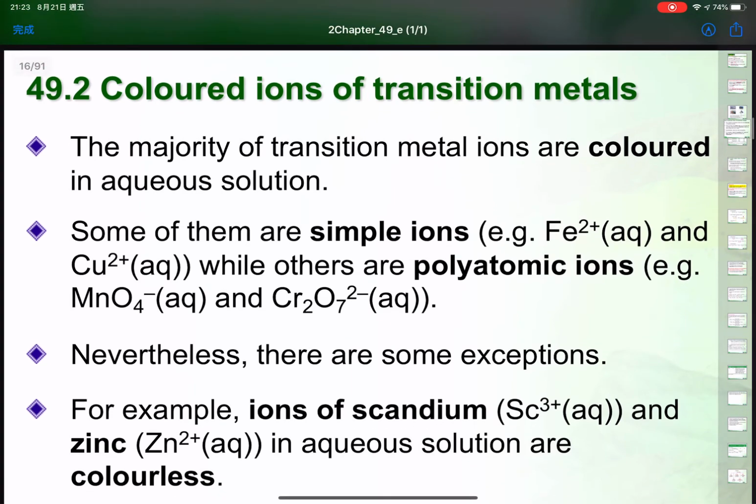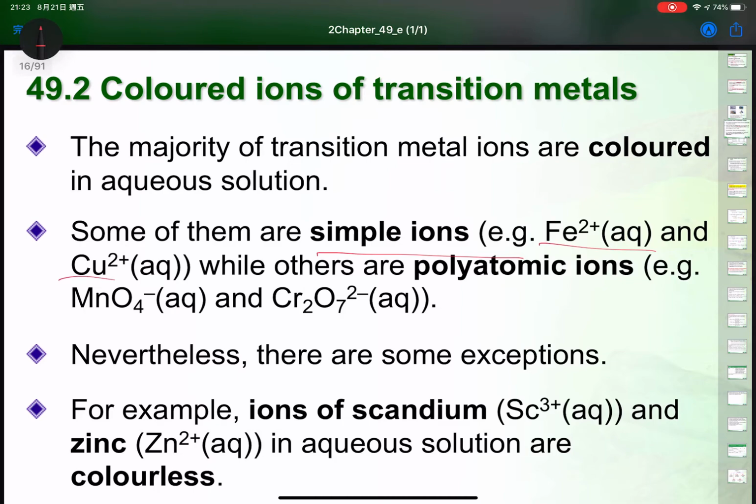Next one, we are going to explain why they have different colors. So actually, transition metals have different colors. Some of them we learned already, like copper 2 is blue, right? Iron 2 is green, iron 3 is yellow, something like that. Okay, we already learned some of the ions here, right? So therefore here we are going to talk about some of the simple ions.